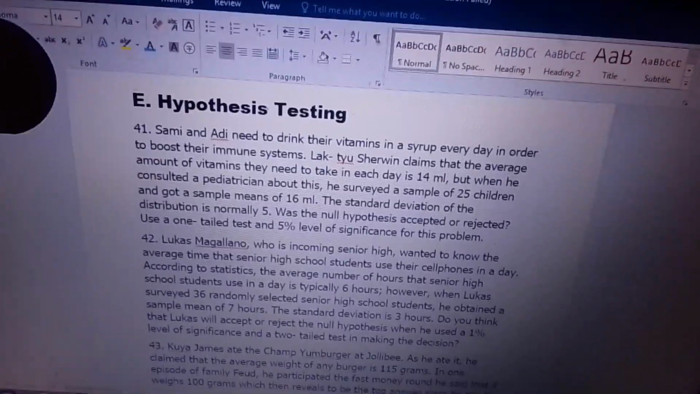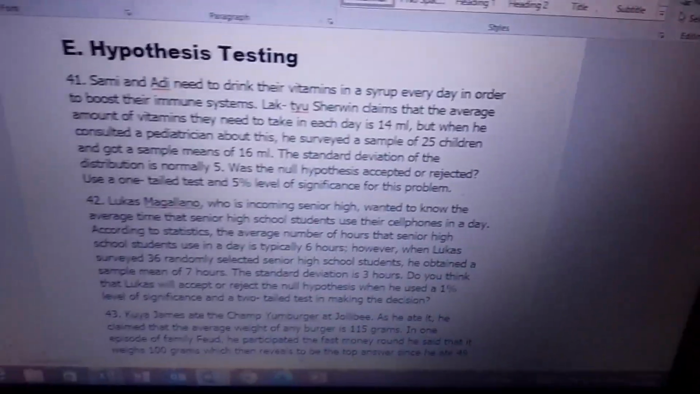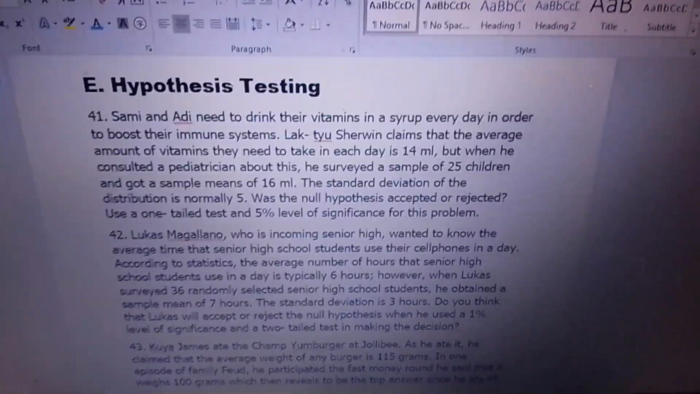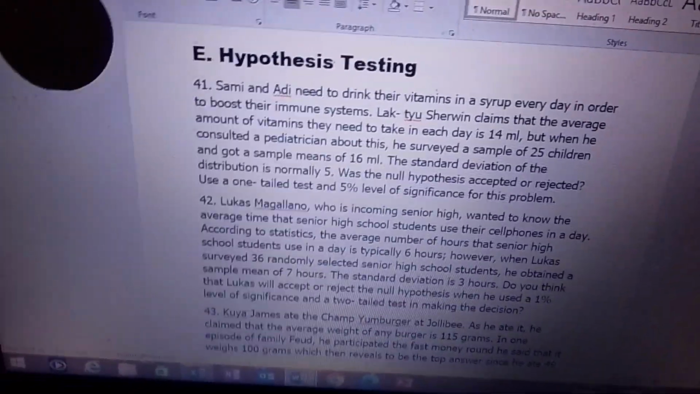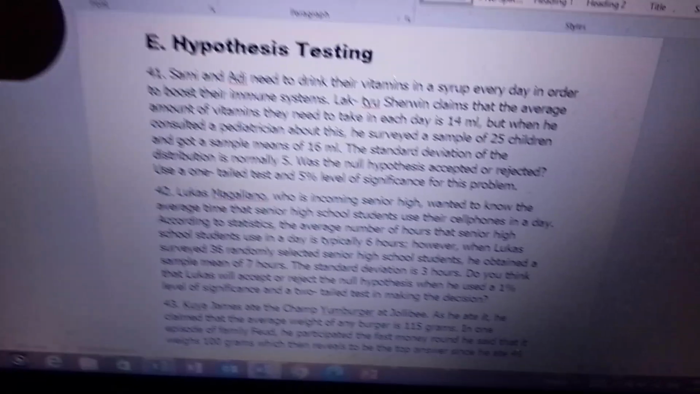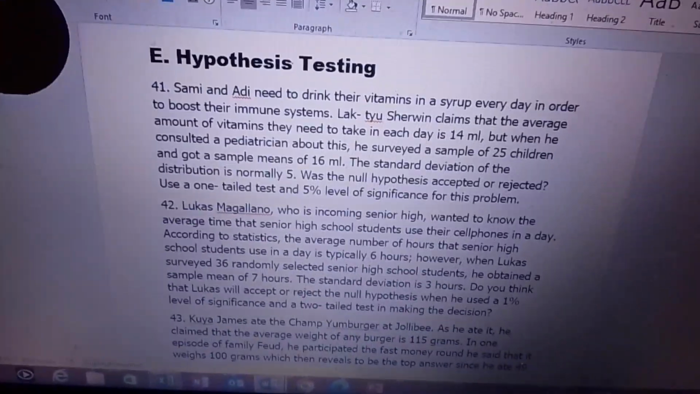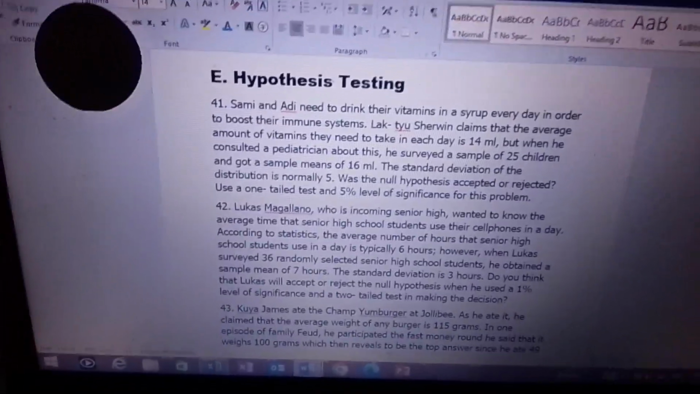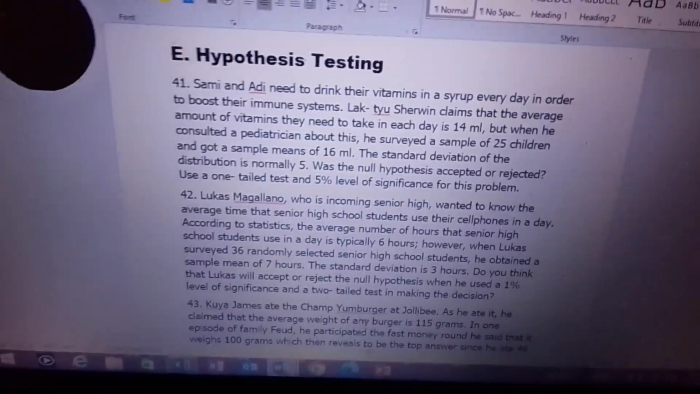Pero, when he consulted a pediatrician, ang ginawa ni pediatrician, kinonsult niya kasi nga gusto ni Lactio Sherwin kung 14 ml ay sapat na yan. Pero, when a doctor sampled it, he sampled 25 children who took the medicine, and then they got a sample mean of 16 ml. Kasi nga, sometimes, the null hypothesis may not be true due to the sample. So, therefore, we sampled 25 children, and we got a sample mean of 16.